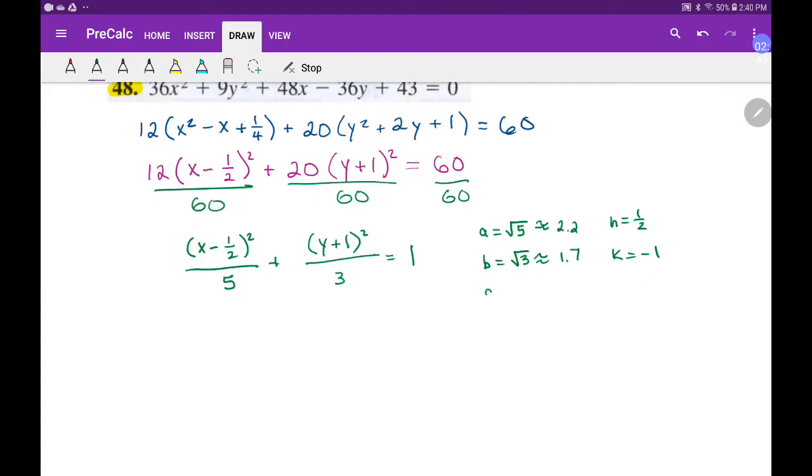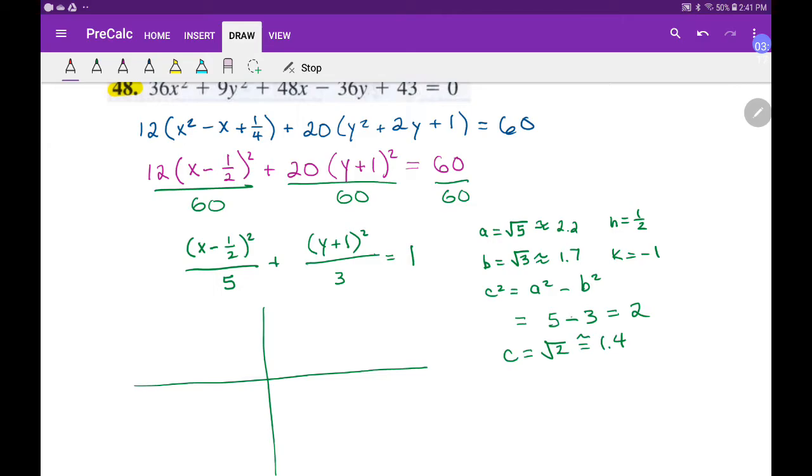While I'm at it, c squared is equal to a squared minus b squared, since this is a plus. So that equals 5 minus 3 equals 2. So c is equal to the square root of 2, which is about 1.4. All right, so not a big thing here.